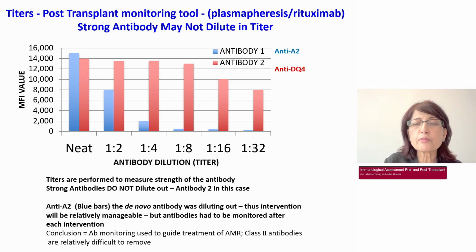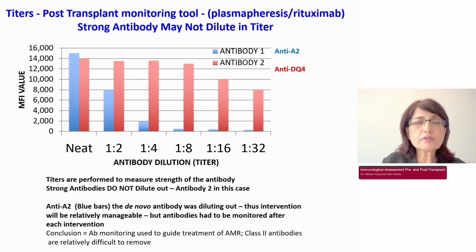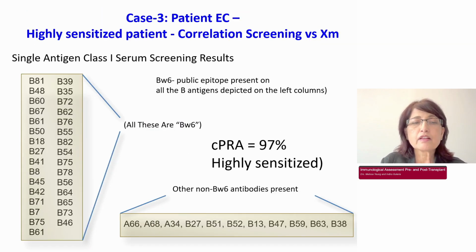but antibodies had to be monitored after each intervention. You would think that if they've gone down, you can stop it. Again, having said that, the antibodies are very good to rebound. So serial monitoring is really required. Let's take case number 3, and we'll come back to the titers later as well.